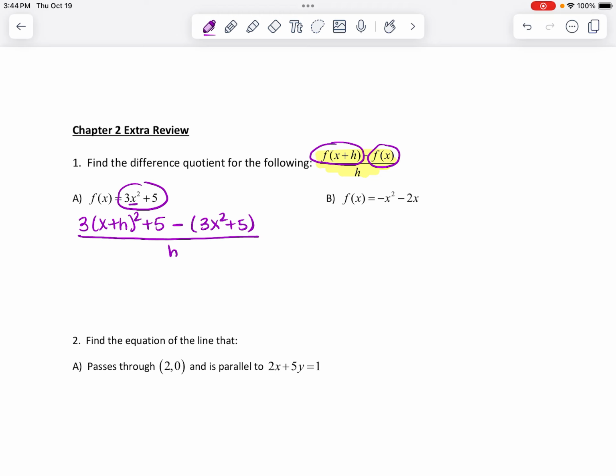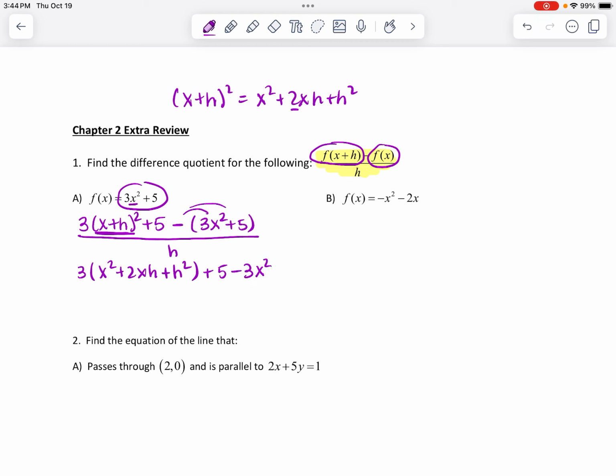Now you guys, it would really help if you had this memorized: x plus h squared equals x squared plus 2xh plus h squared. As I was helping people today, a lot of people are forgetting that too. So please make sure you've got that in there. This is going to be 3 times the x squared plus 2xh plus h squared, and then I have a plus 5. And if I distribute my negative, I'm going to get negative 3x squared minus 5, all divided by h.